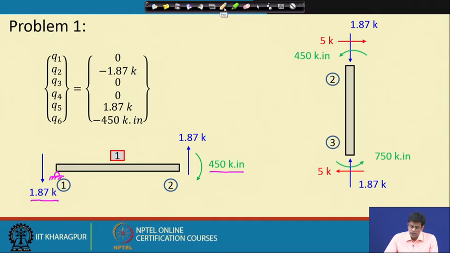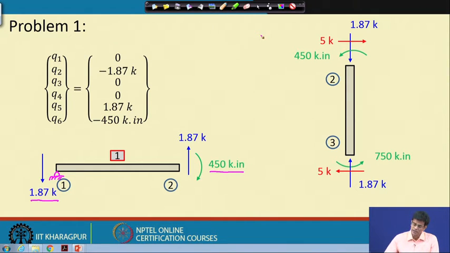Here it is interesting to see that this 1.87 kilopound is acting downwards on this side, while here it is upwards, so it becomes 0. Then there is an anti-clockwise, or positive, moment at this end for member 2. So, this is for member 2.